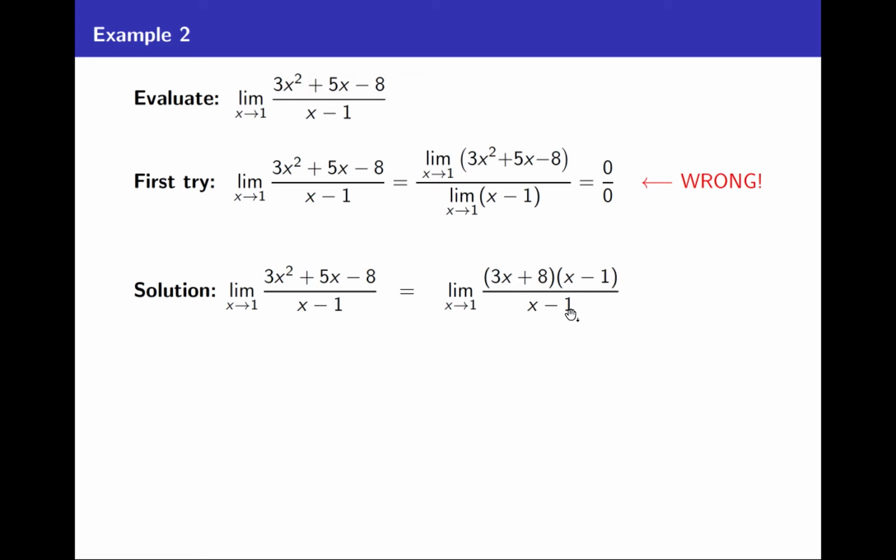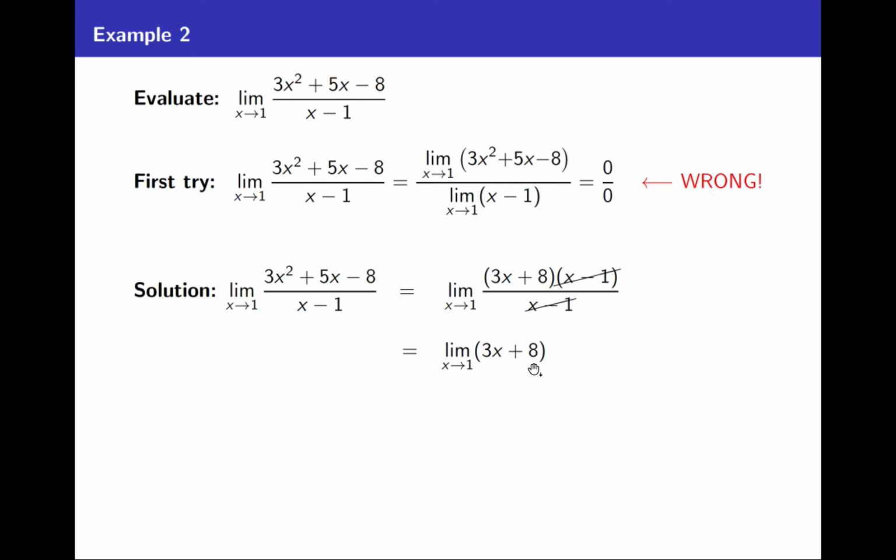And the x minus 1s now cancel. And this limit becomes the limit as x approaches 1 of 3x plus 8. Suddenly we have a limit that we can evaluate, whereas up here where we started, we couldn't evaluate this limit because we were getting 0 in the denominator. Now the denominator has gone away.